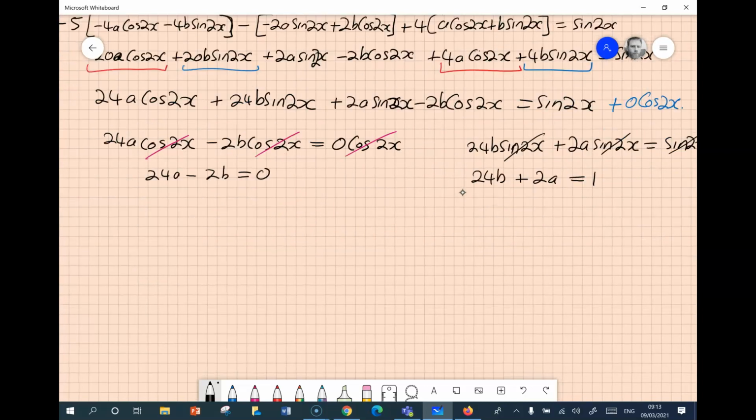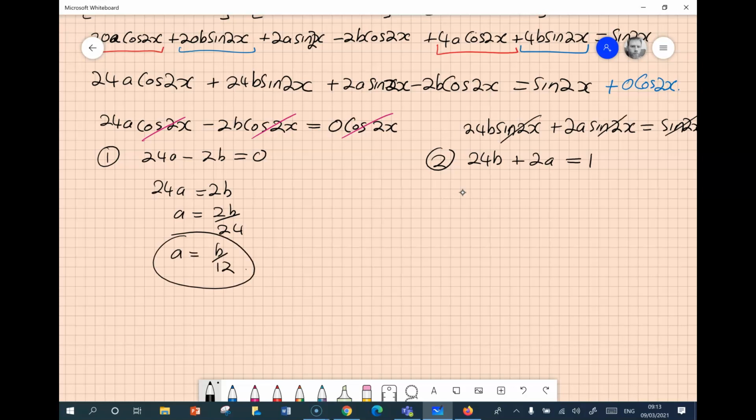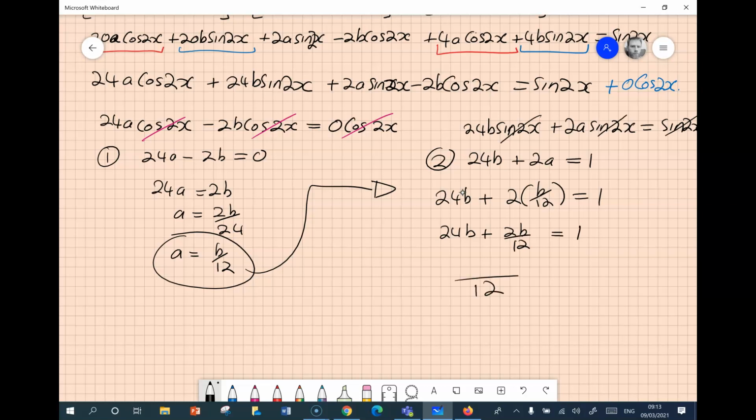Alright, we'll do simultaneous equations here. I'm just going to work on my first equation and get a in terms of b. So 24a equals 2b, so a equals 2b over 24. A equals b over 12. And I'm going to sub that now into my second equation. So I've got 24b plus 2 times a, and a is just b over 12, and that's equal to 1. So 24b plus 2b over 12 equals 1. I get a common denominator, so I put it all over 12 and simplify. 12 times 24 is 288, so that's 288b plus 2b equals 1.